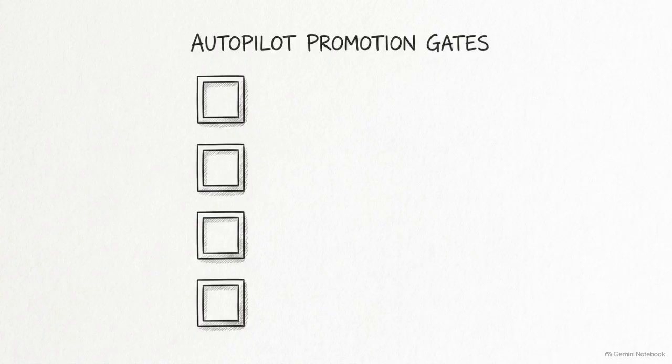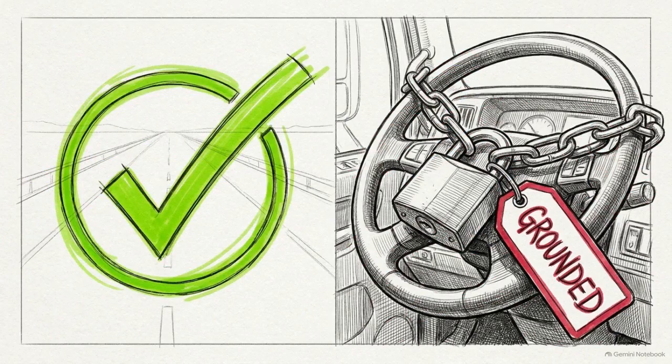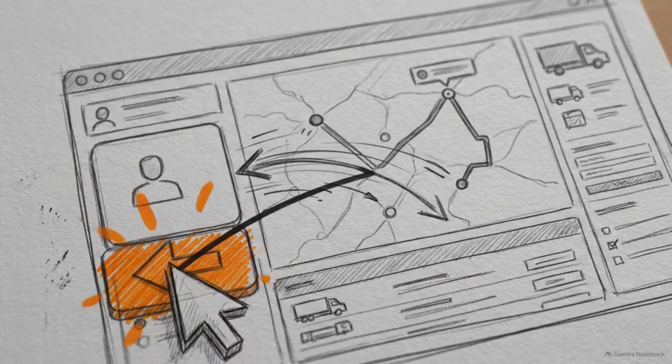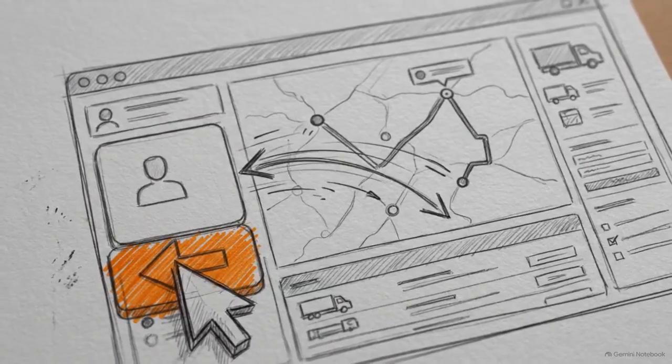This promotion is gated by 4 strict rules. First, the cost of being wrong must be negligible. Auto-closing a false dashcam alert costs nothing. Grounding a vehicle costs thousands. Second, the automated decision must be easily reversible. If an action cannot be easily undone, it stays in human hands indefinitely.